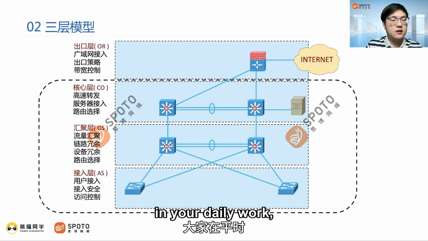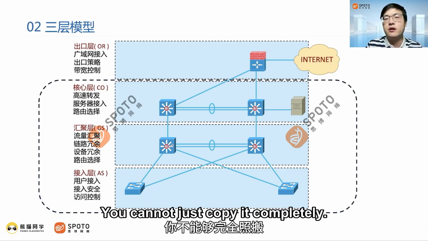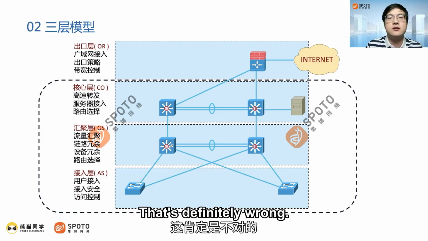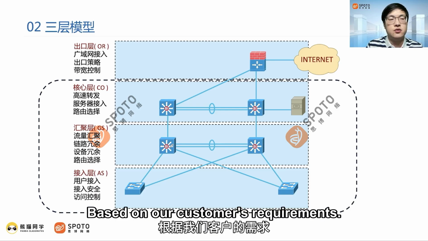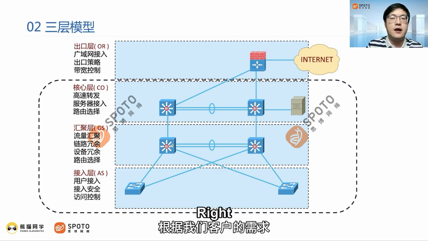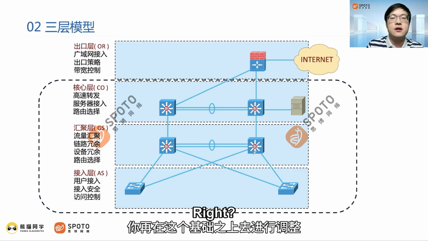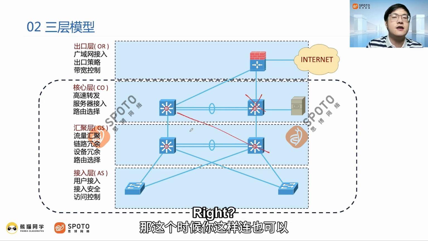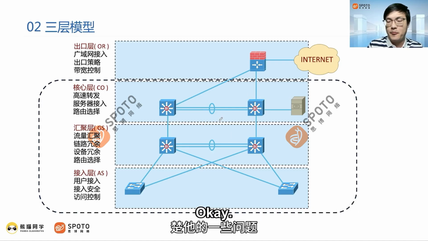In your daily work, when you start working later, you need to use this model flexibly. You cannot just copy it, no matter what, and just apply these 3 layers. What is the most fundamental basis? It is based on our customer's requirements, what effect the customer wants to achieve. Then you make adjustments based on that. For example, your core switch might have only one. Connecting like this is also possible, but you need to explain its problems clearly to the customer.